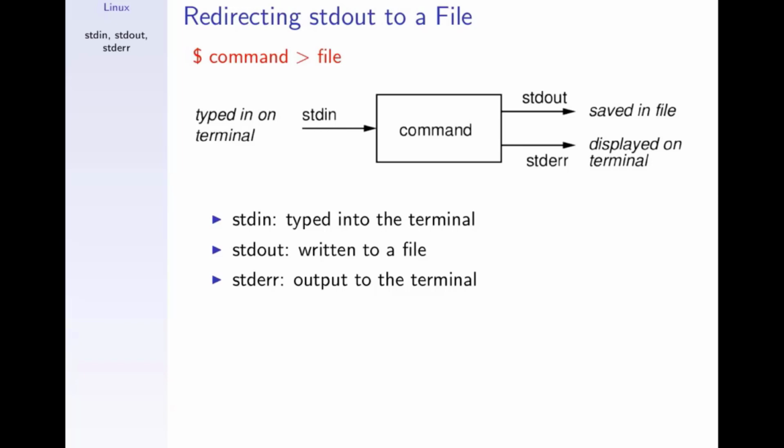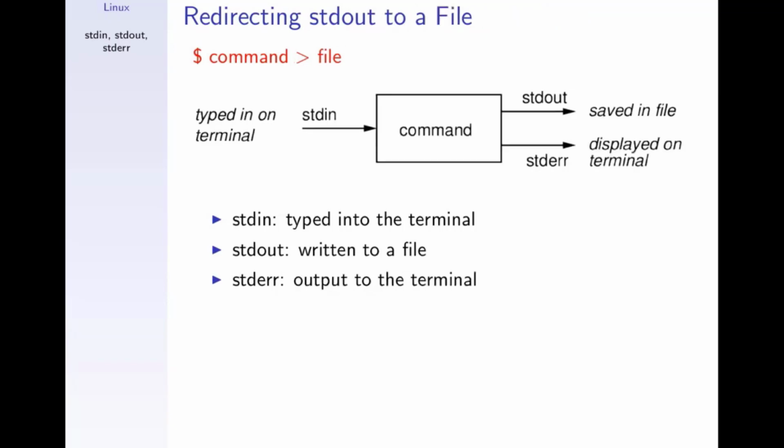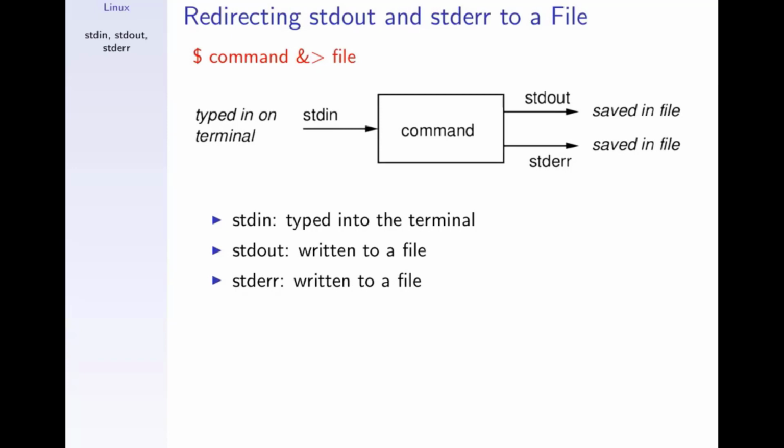Redirect into a file. There are different options. You can redirect both the standard output and the standard error into a file. Note the difference. Here's the ampersand character and the greater than. With just greater than, the standard output is saved to a file, but not the errors. With this one, both the output and the errors are saved into a file.